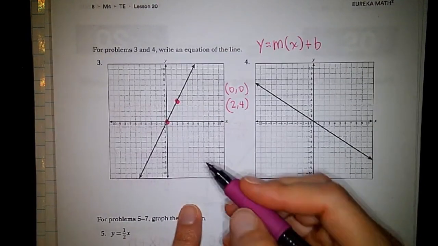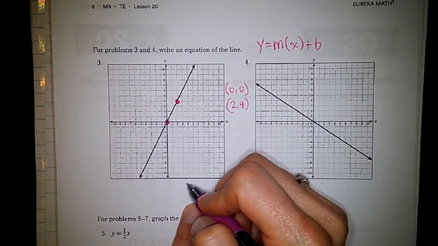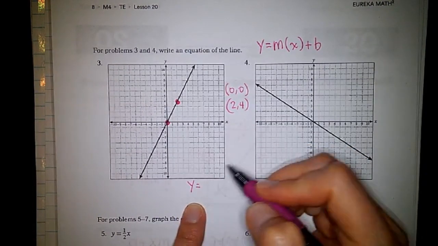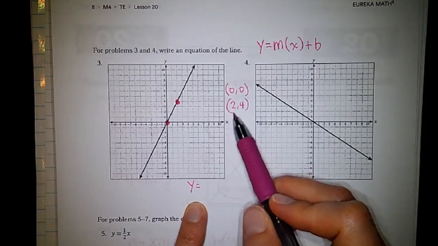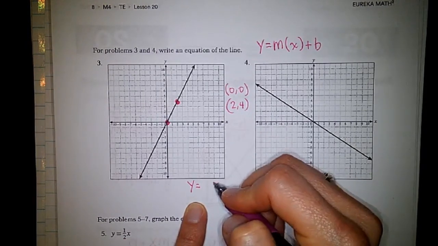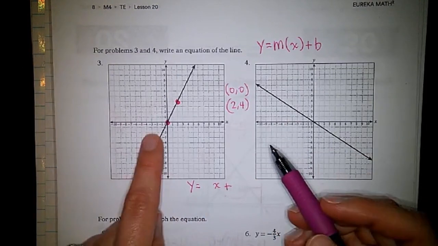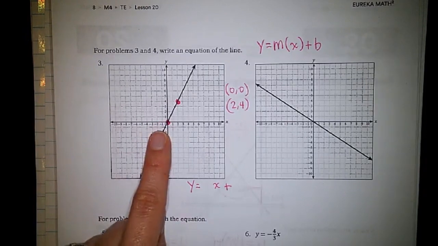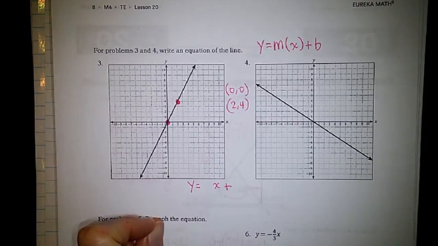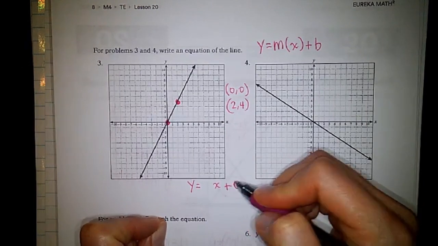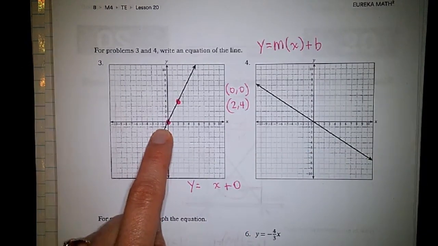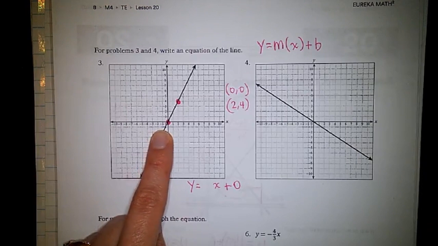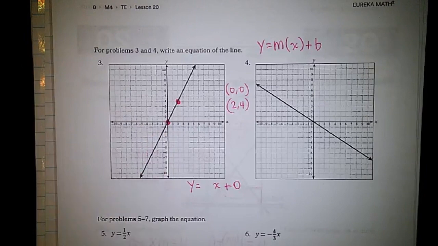We should have our y is going to equal whatever our x is times our slope plus what? B. What's our B? What's our y-intercept? 0. It's 0. Look where it's crossing. Are y'all okay with this? Is everybody okay? Okay, so now our only job is to figure out our what? Our slope.